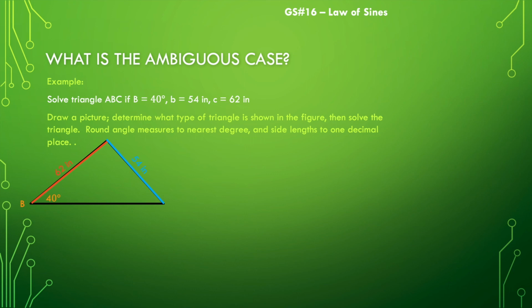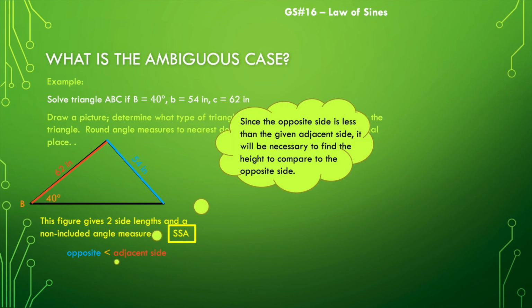I'm still given two sides and a non-included angle, so this is still an SSA case. And when that's SSA, it's ambiguous. I need to be careful, all right? I first compare the length of that opposite side to the length of that adjacent side. Opposite side is shorter than the adjacent side, okay? So I really need to know, how does that opposite side relate to the height? Let's solve for the height and find out.